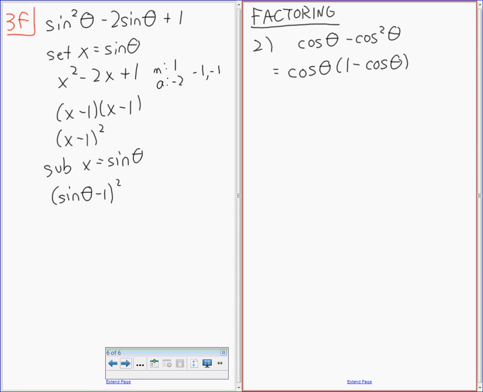Third type of factoring is this one. Okay, 1 minus tan squared theta. How do you factor that bad boy? Would you put 10 over 10? It's possible, but there's probably a more efficient way to do it. Yes.